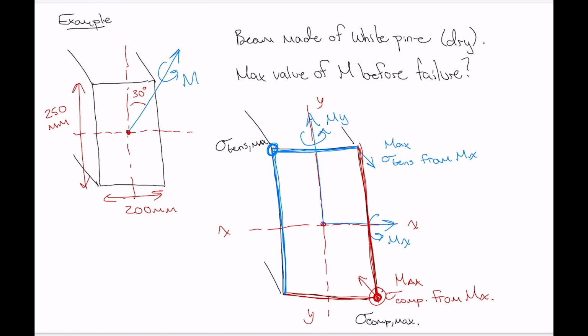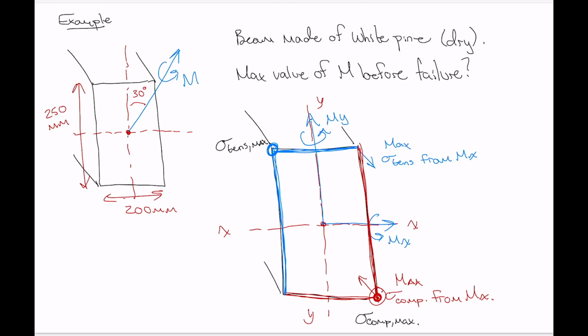So that's what we'll do. But out of those two locations, let's think about which one is likely to be the location where failure will occur. These other corners, by the way, here we have, in this case, tensile stress from Mx and compressive stress from My. So if you wanted to calculate what the net stress was at this corner, you'd need to subtract those two stresses from one another, and the same for this corner right there.